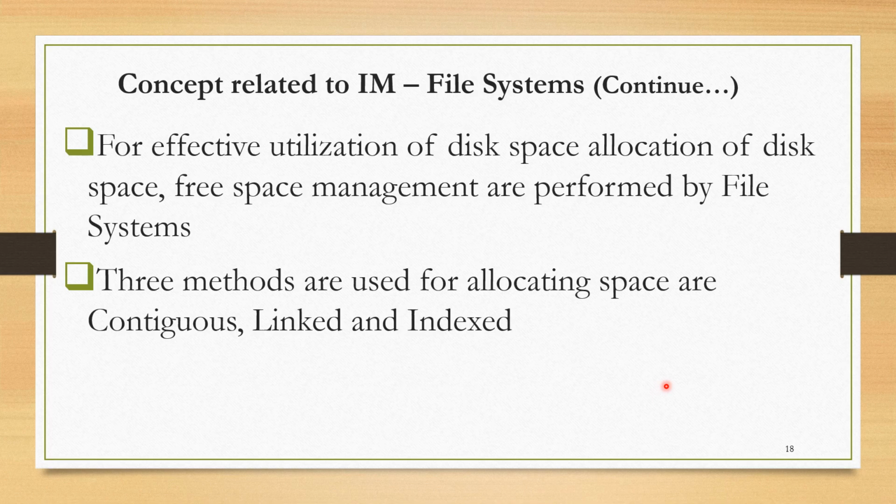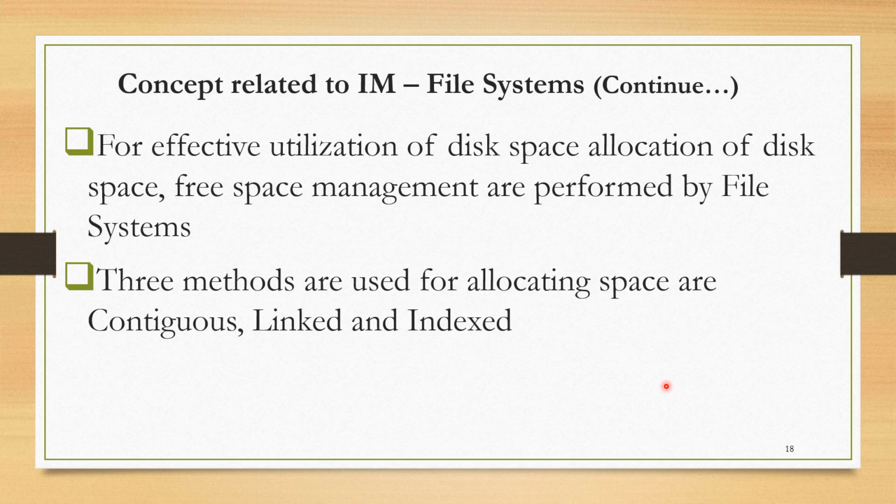For effective utilization of disk space, allocation of disk space and free space management are performed. Three methods are used for allocating space: contiguous, linked, and indexed. When there is one hard disk, there will be multiple files. Now how do we allocate the disk space to a file? A file may be a program or data, whatever it may be. How will it allocate the space? There are three methods.